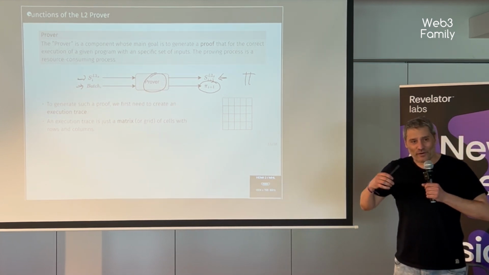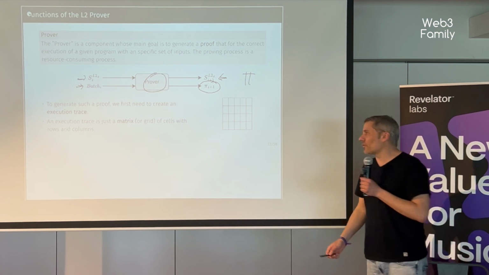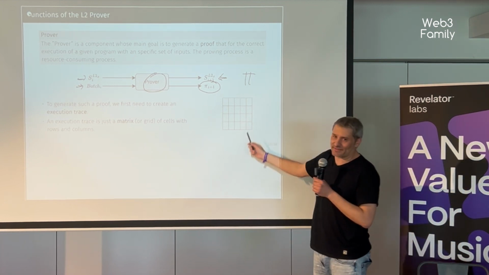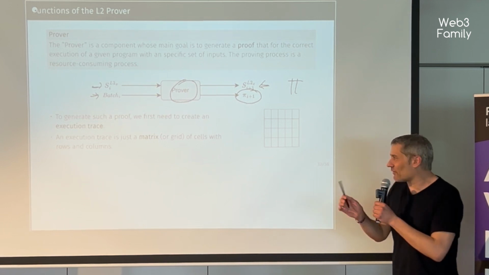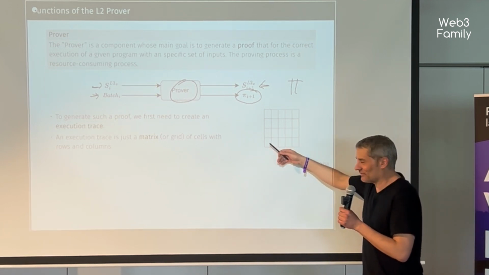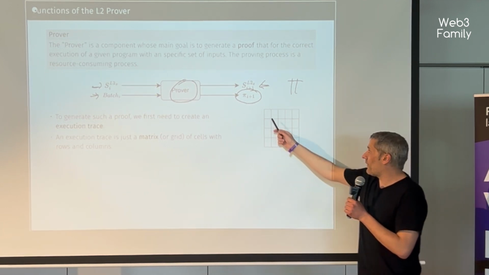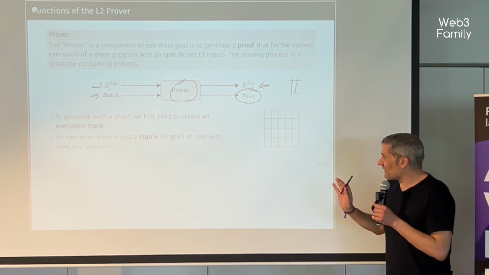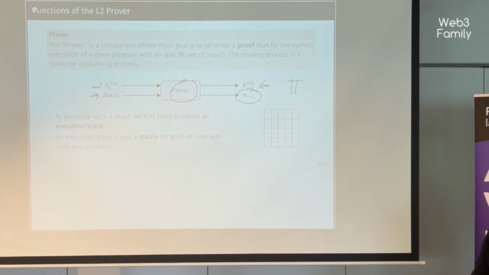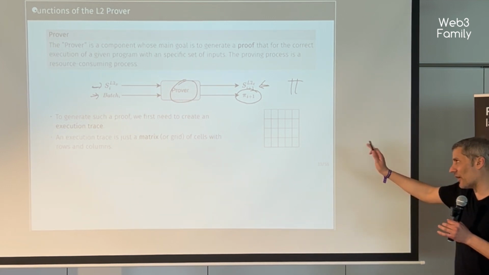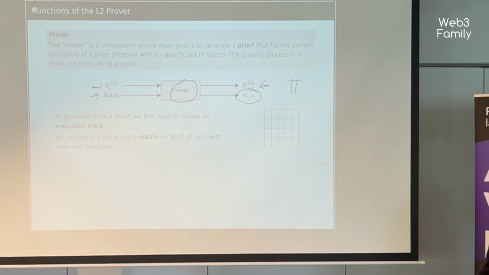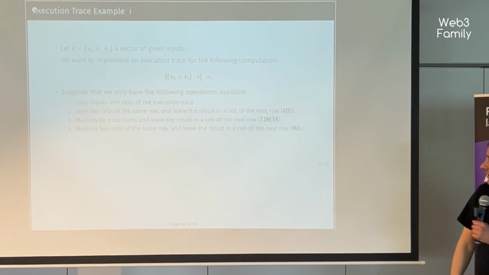So for creating a proof, what we need to do is to create an execution trace. It's nothing else. The execution trace may sound a little bit scary, but it's just a matrix of cells. That's it. We need to create the correct execution trace, the correct matrix. So let's put an example.